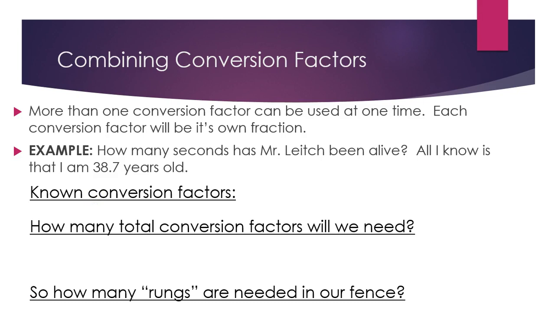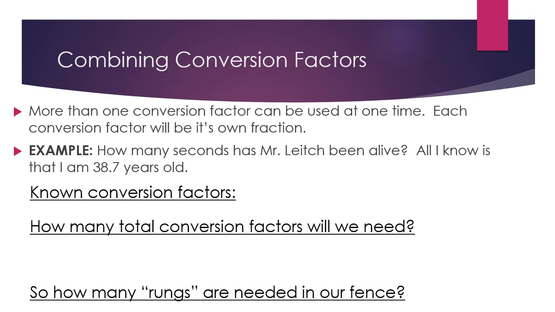All right, so we can see, as we saw in the last slide, we can use more than one conversion factor at one time. Now every time we use a new conversion factor, it will be its own fraction. So let's look at a good example of doing this. I want to know how many seconds I have been alive. All I really know is that I'm 38.7 years old. So I'm going to need to use a bunch of different conversion factors to convert years into seconds.